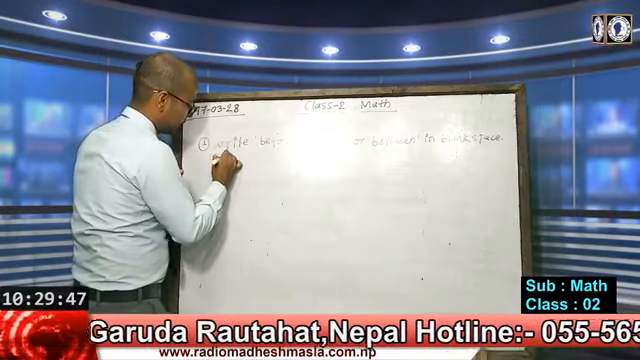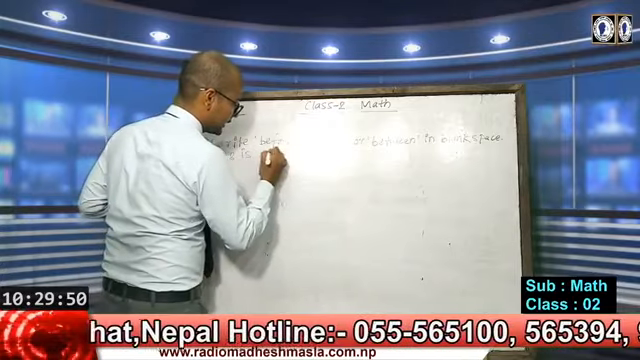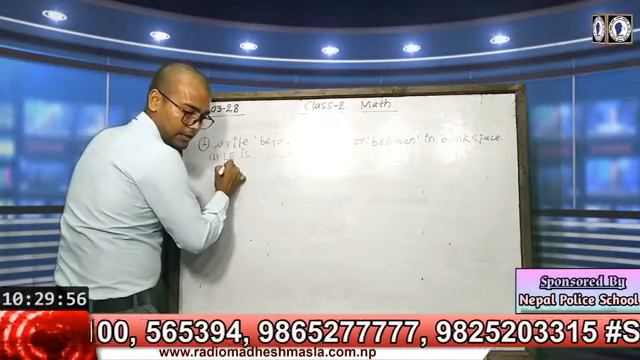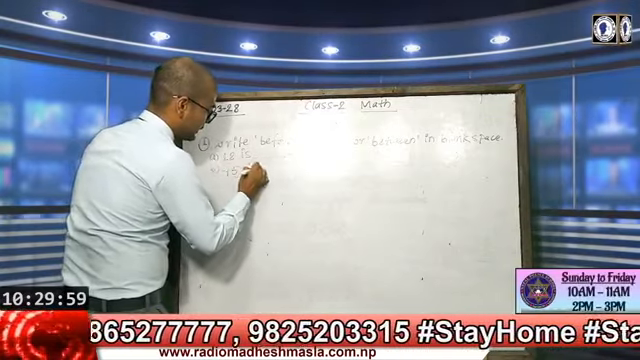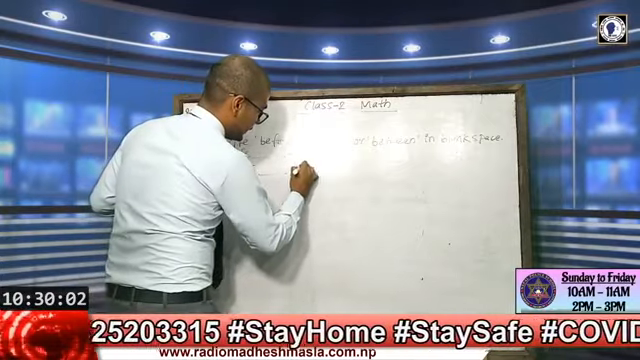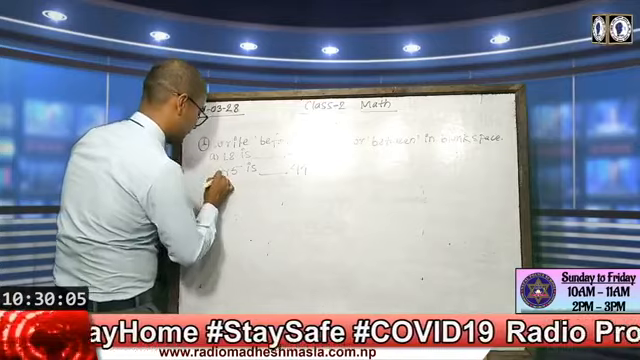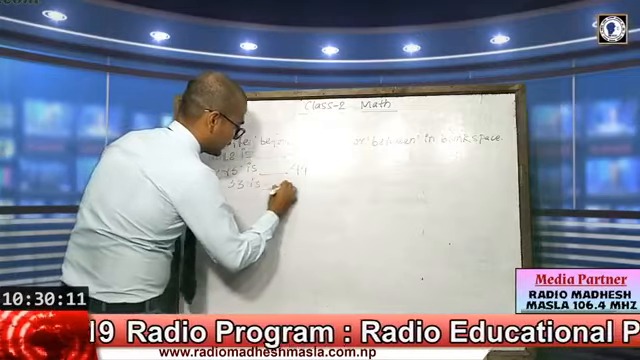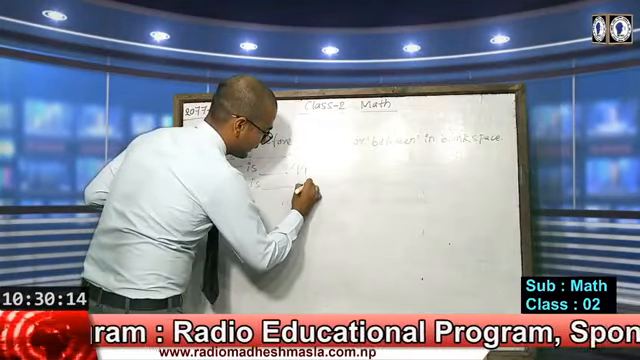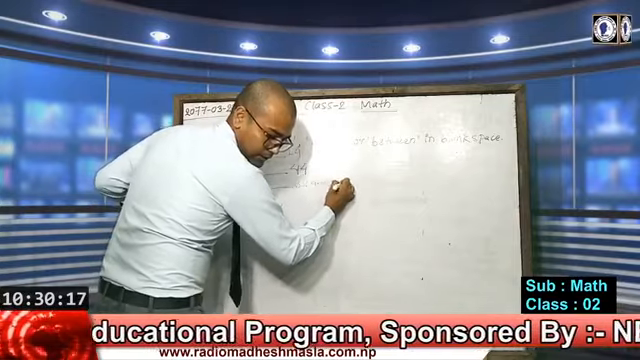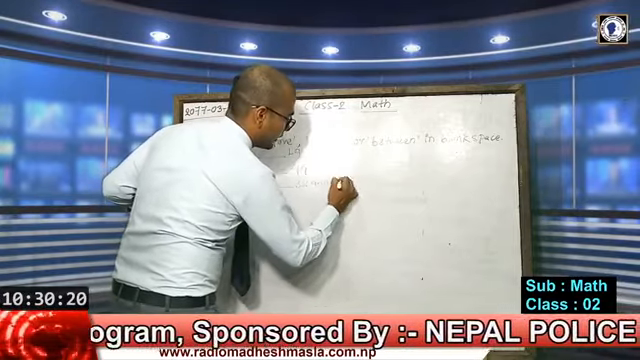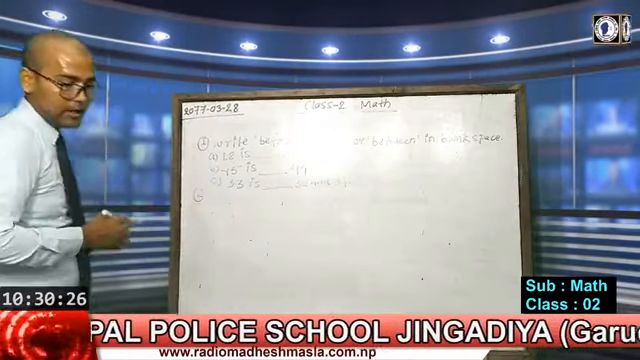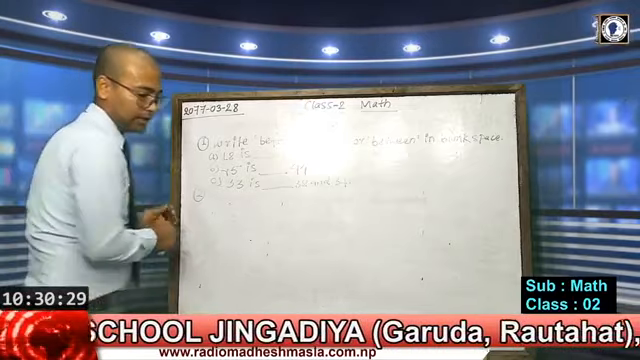18 is ... 19. In question number B, 45 is ... 44. Then question number C, 33 is ... 32 and 34. Then we have the second questions. Our second question will be like this: count the things and write the numbers.